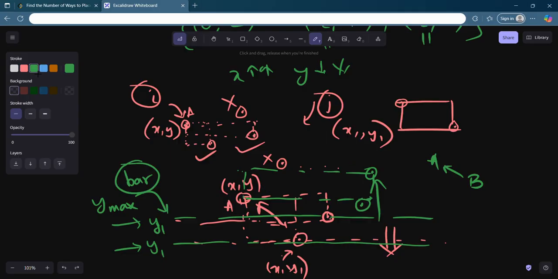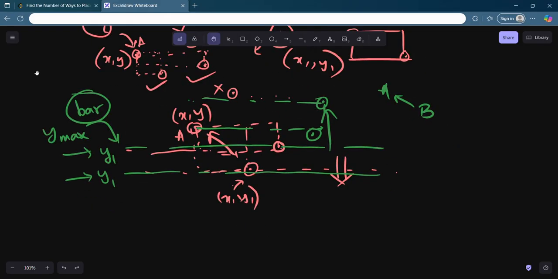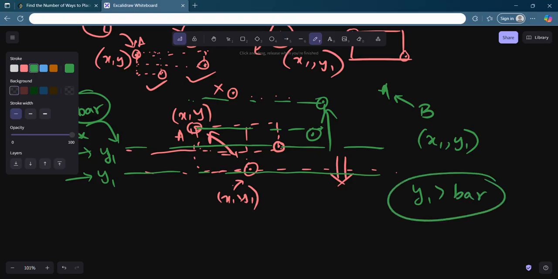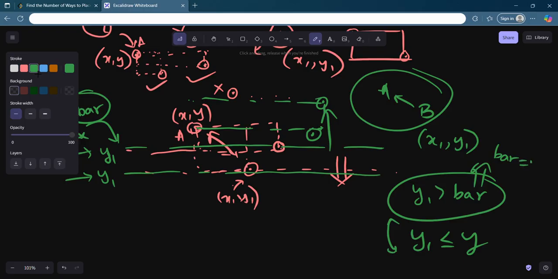So what is the constraint for y1? As I had told you, if you consider the iterating variable x1, y1, y1 should be strictly greater than the bar, and y1 should be less than or equal to this y. Then only it will satisfy this criterion. So both of these criteria should hold true, and the bar we can update. Bar is nothing but y max.